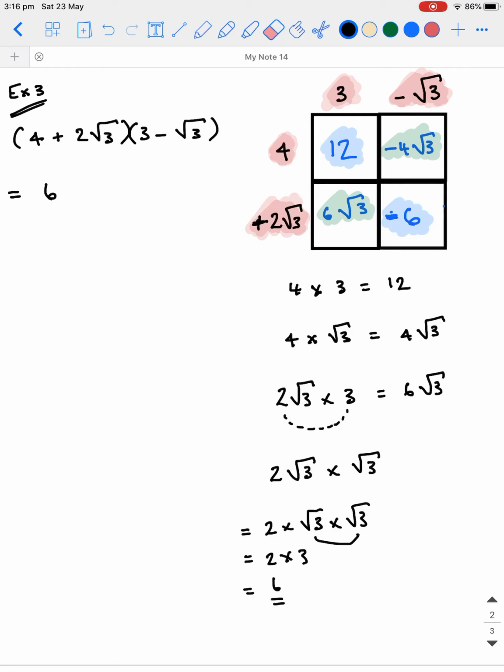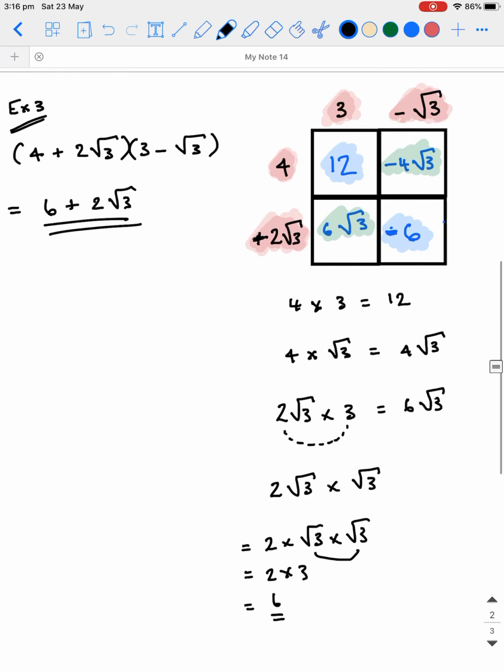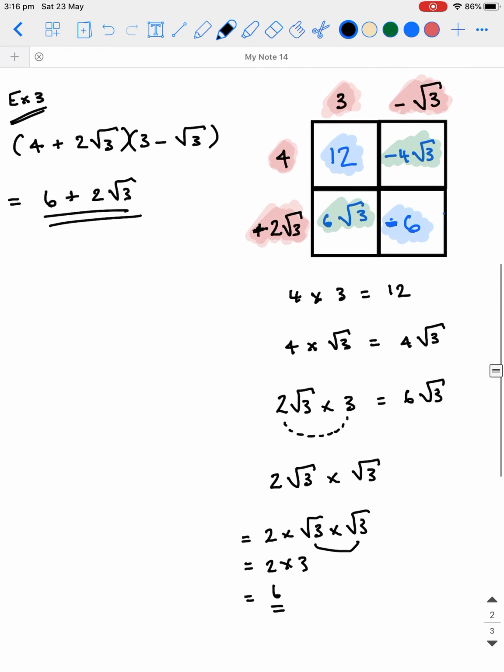So the answer becomes 6 add on 2 root 3. And again, that 2 root 3 comes from grouping together the 6 root 3 with the negative 4 root 3. Now, admittedly, that one is a bit more complicated than the examples before, but this is the standard eventually we want you to be getting to.